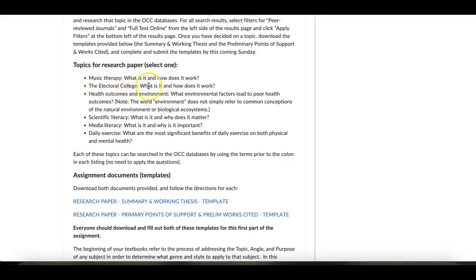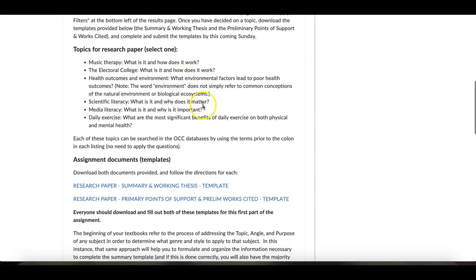The Electoral College, what is it and how does it work? Same type of thing. Health outcomes and environment. What environmental factors lead to poor health outcomes?